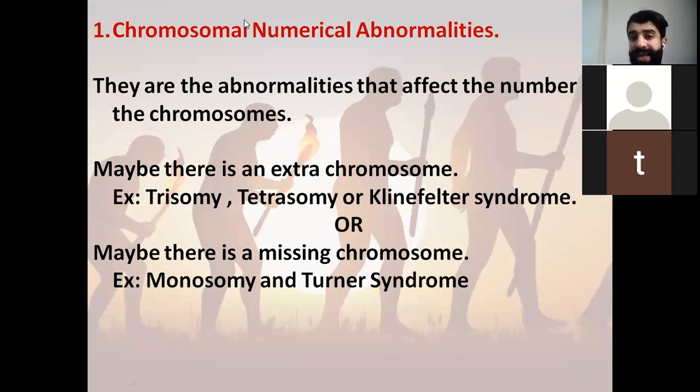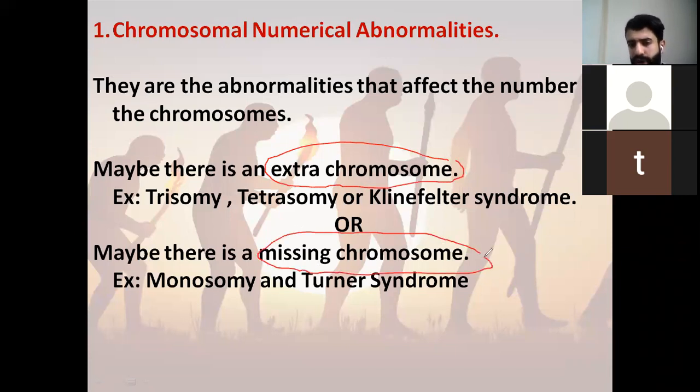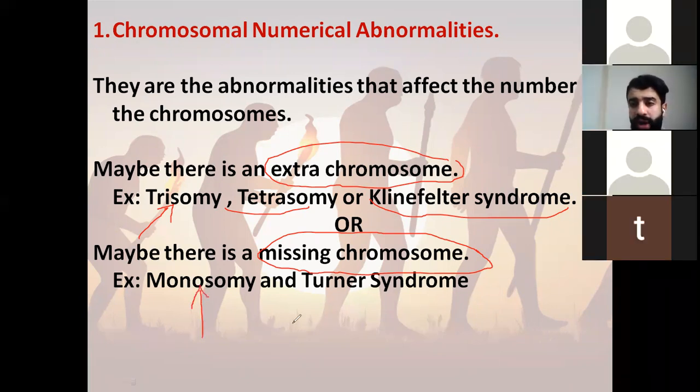So maybe there is an extra chromosome, or maybe there is a missing chromosome. Most of you know that whenever we have an extra chromosome, this is the case of trisomy. So we have 3 copies of pair number 21, trisomy 21, Down syndrome, or Turner syndrome. We're going to talk about this in detail. Tetrasomy, or a case of Klinefelter syndrome, I'm going to talk about it in the coming slides. Or maybe there is a missing chromosome. There are fewer chromosomes than normal, like the case of monosomy or the case of Turner syndrome.